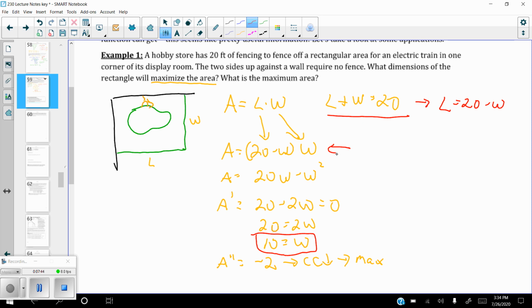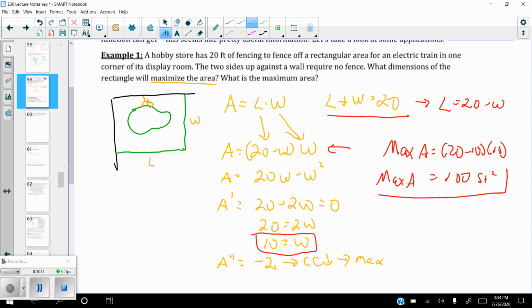Now it does want the maximum area. Well, the maximum area is going to be when we use 10 for W. Let's just go ahead and plug it back in. So the maximum area is 20 minus 10 times 10. 20 minus 10 is 10. 10 times 10 is 100. So our maximum area, let's see, what are the units? They're feet, and it's squared. Max area is 100 feet squared. And there we go.